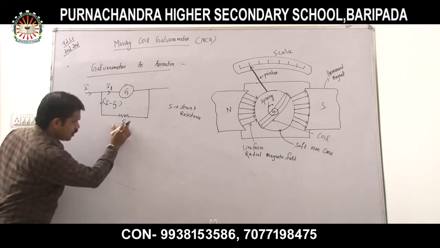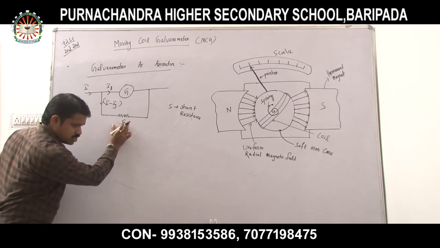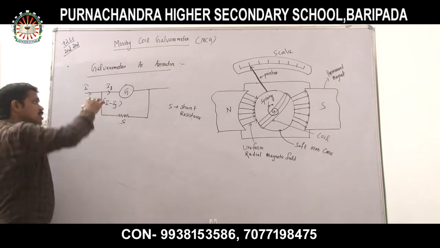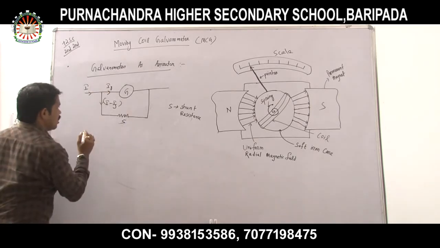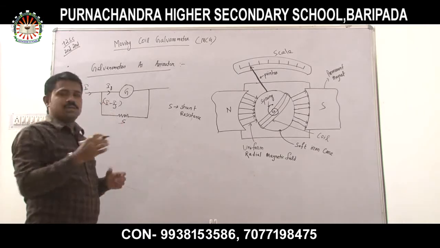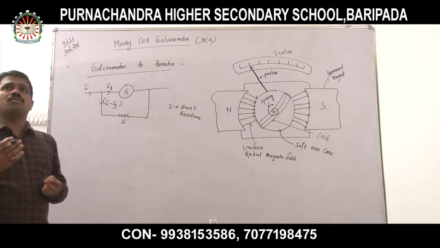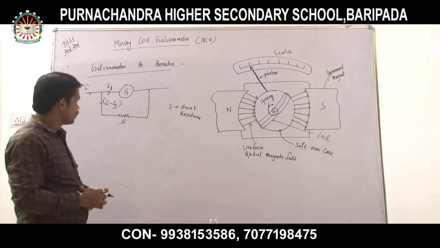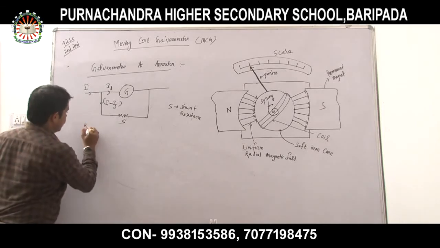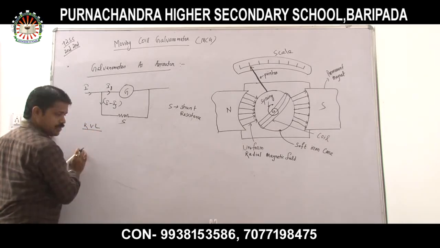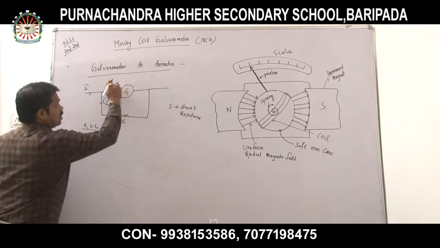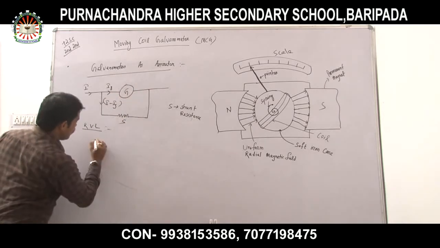Now our aim is to find out the value of the shunt resistance. So what we will do is apply Kirchhoff's voltage law, KVL. So by applying KVL, what will you get? The amount of voltage here. What is the amount of voltage?